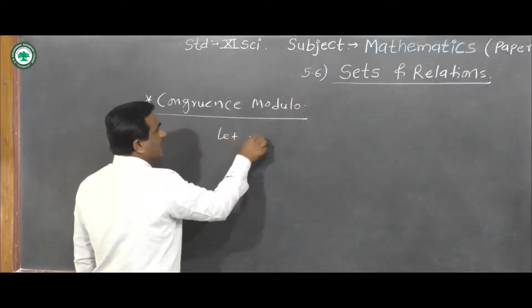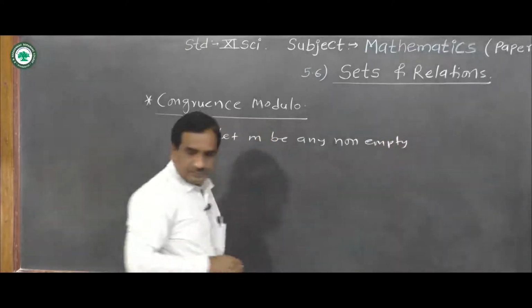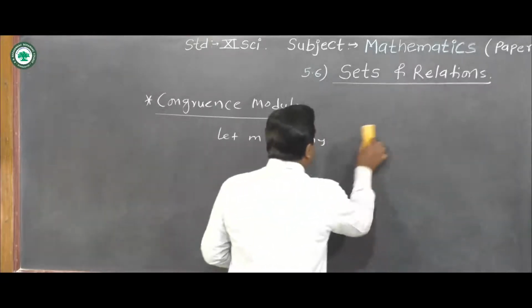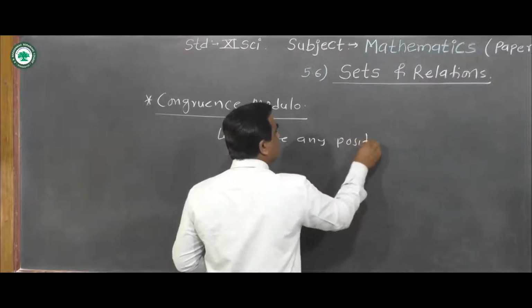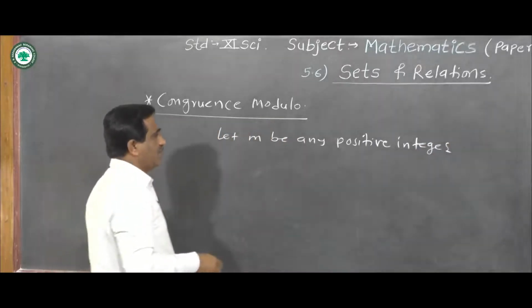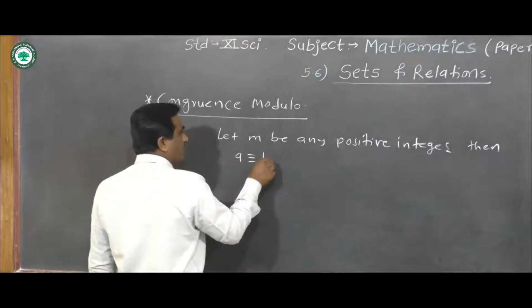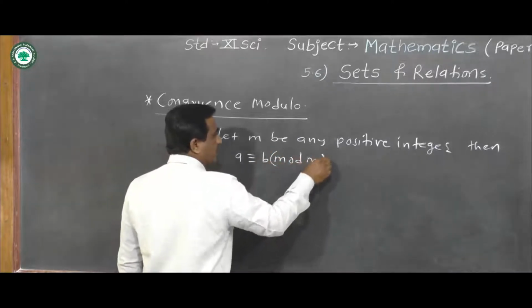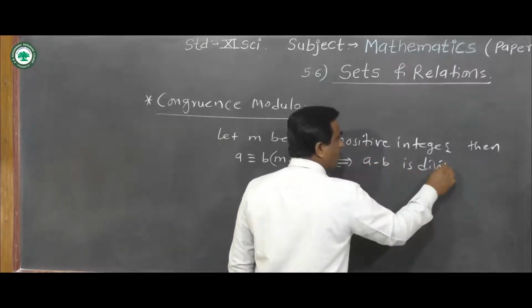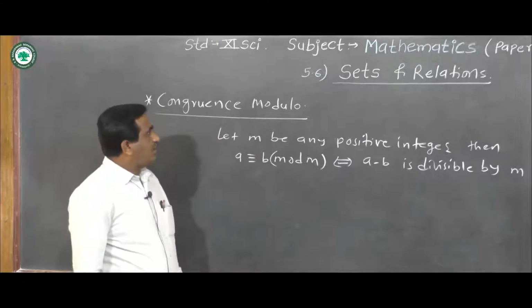Let M be any positive integer. Then A is congruent to B modulo M if and only if A minus B is divisible by M. This is the definition for congruence modulo.